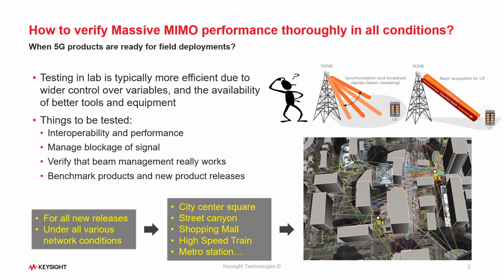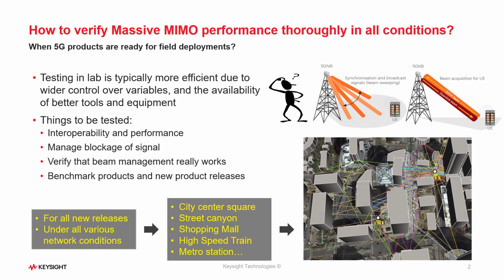How to verify massive MIMO performance thoroughly in all conditions. Testing in the laboratory is more efficient than in field. In the laboratory, we have wide control over different variables and the availability of better tools and equipment. Also, test repeating is easier in the laboratory than in the field.